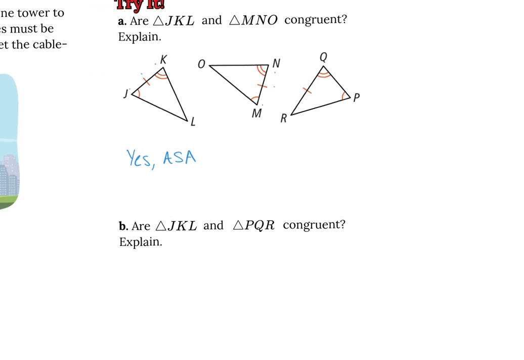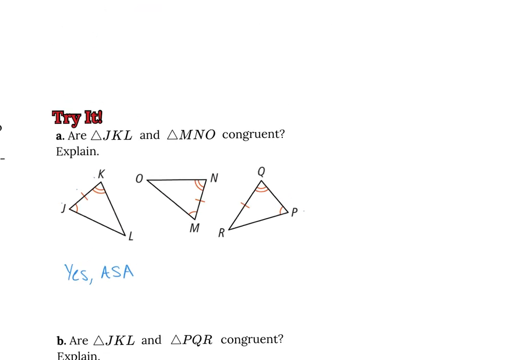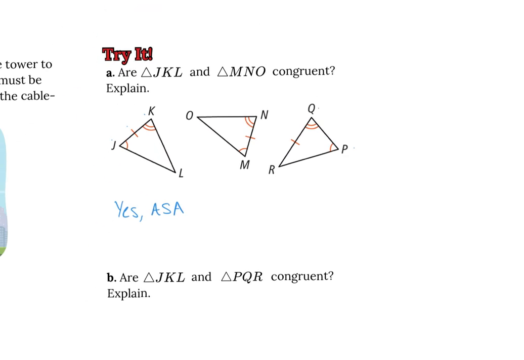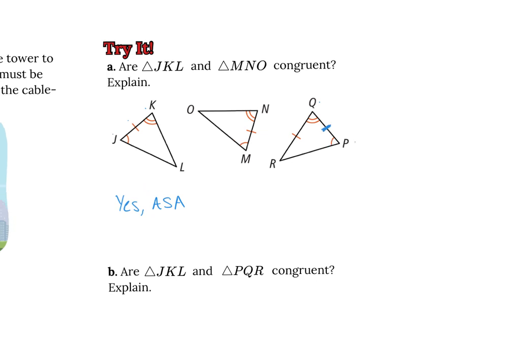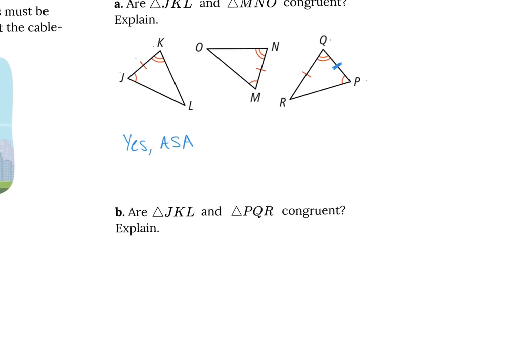Next we're looking at JKL and PQR. Are they congruent? For JKL, we have angle J, side JK, and angle K. For PQR, we have our angle P and our angle Q, but we don't have the side between those. I would need side PQ in order to prove congruency.